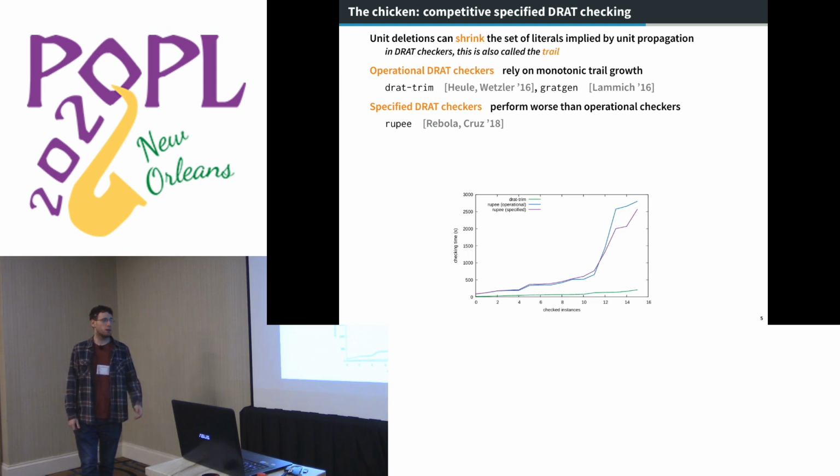It performs about one order of magnitude worse. And we had the intuition back then that this was mostly due to not having implemented some improvements, some optimizations in Rupee. That this was not a problem with specified DRAT checking, and specified DRAT checking could be done at the same performance as operational DRAT checking.